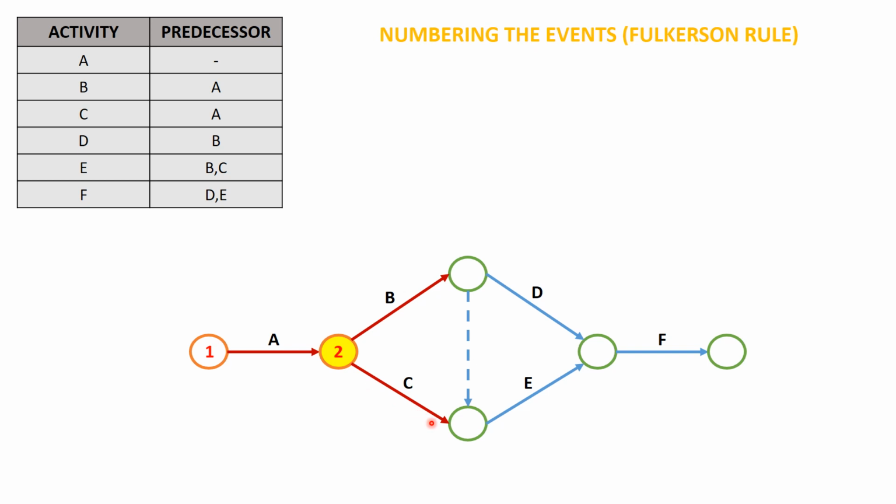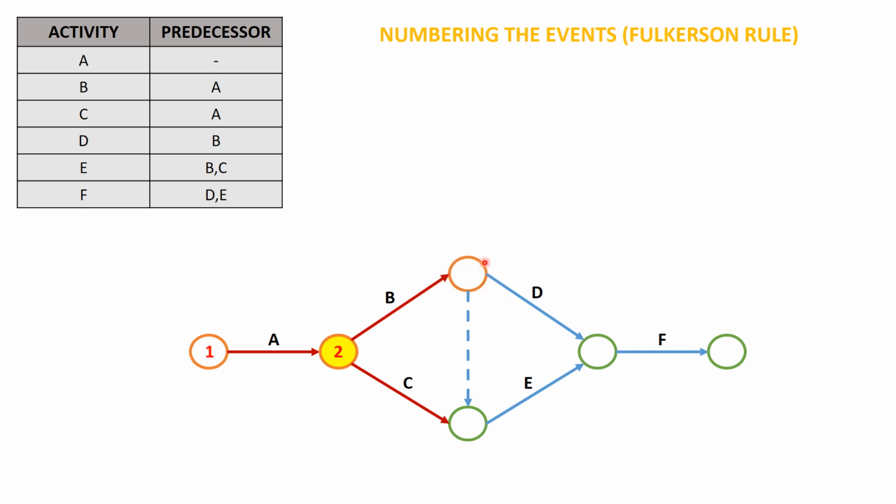Now we'll look at the events where all the activities coming onto it are traced. If we look at this event at the top, we have only one incoming activity. Now if you look at the event at the bottom, we have one activity which has been traced and there is one more activity which is not yet traced, right? Since it has not been traced, we cannot number this event. So don't worry whether it is a dummy or not. All the incoming activities have to be traced, right? Therefore I can only number the event at the top.